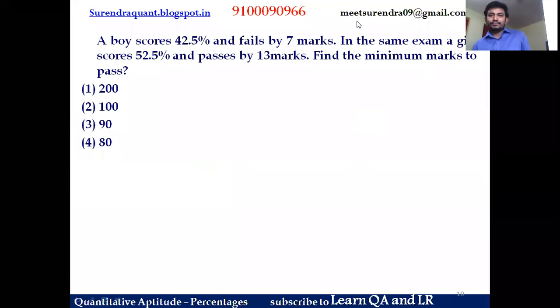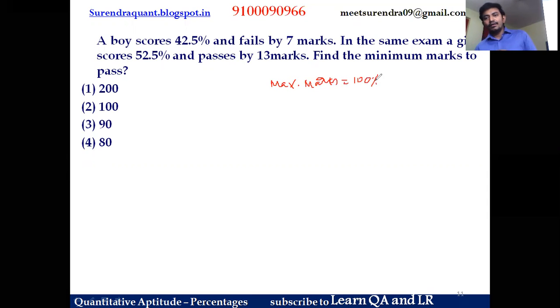Next question. A boy scores 42.5% and fails by 7 marks. What are the pass marks? Let us say the maximum marks are 100%. He is writing the test for 100%. If he gets 42.5% marks and fails by 7 marks, right? So if he gets 7 marks more, he will pass the test. Here I forgot to mention one more option, that is none of these. None of these is the other option.